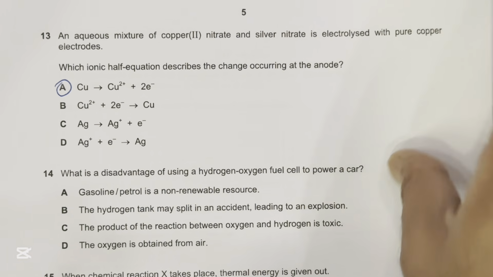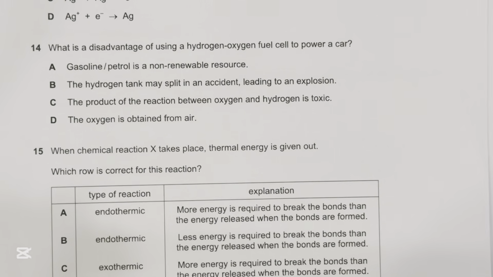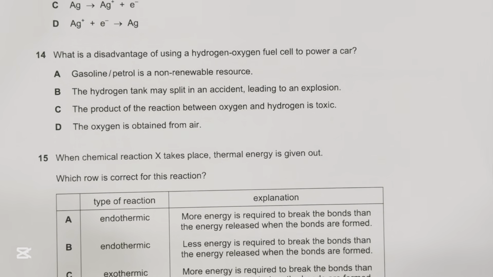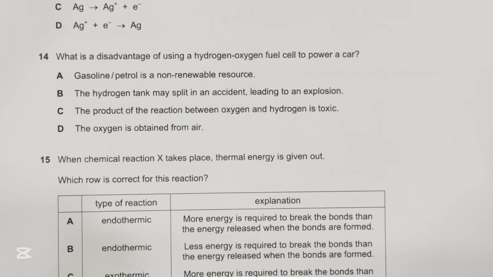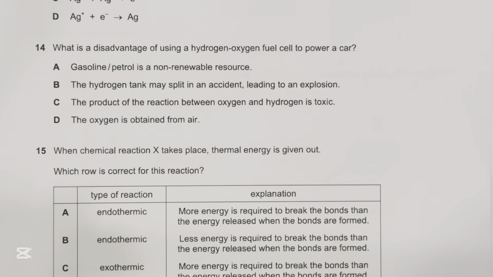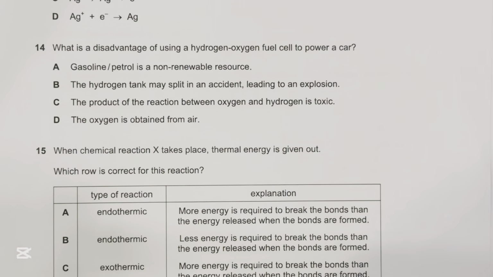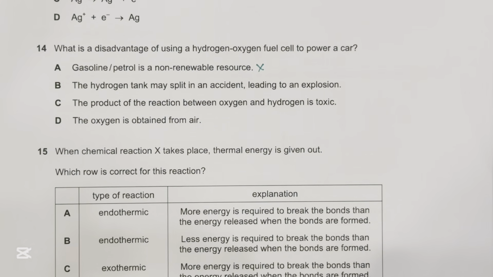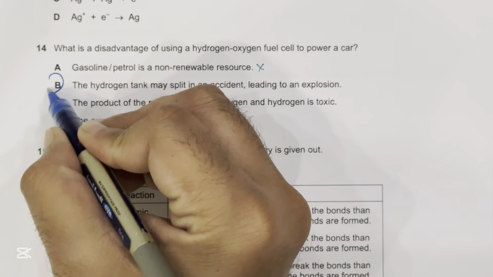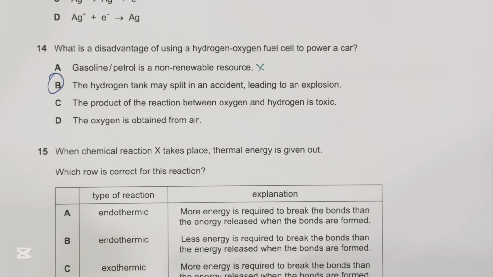Moving to question number 14. Question number 14 is: what is a disadvantage of using a hydrogen oxygen fuel cell to power a car? Gasoline, petrol is a non-renewable resource. Yes, but this is not a disadvantage of the hydrogen oxygen fuel cell, so this is not the right choice over here. The hydrogen tank may split in an accident leading to an explosion. This is the right choice because this can be very explosive.